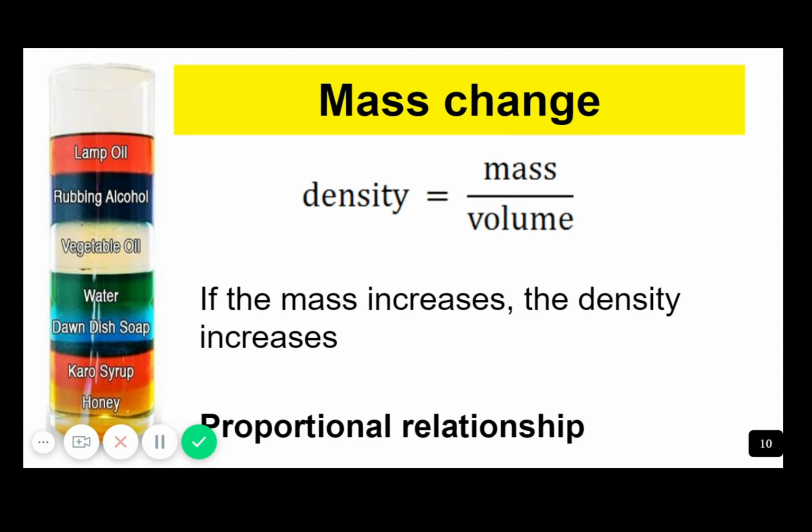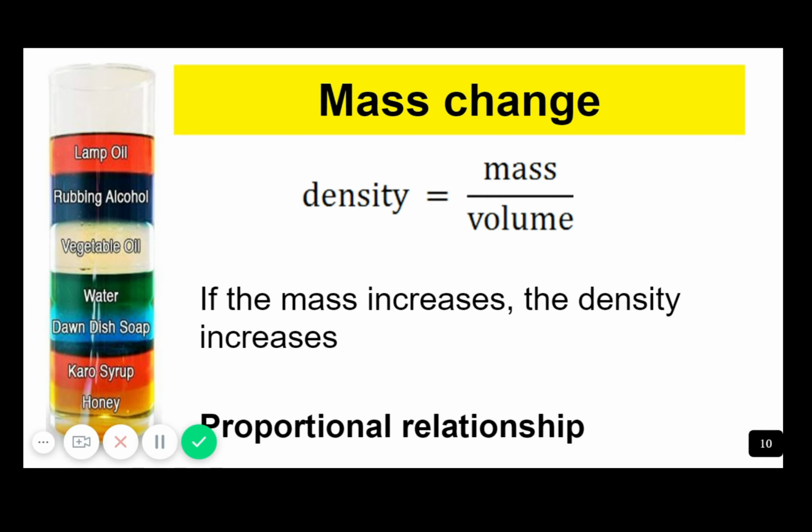Okay, this is something that I want to relate to you, but I will not be testing this. It's good to actually have an idea of what is meant by a proportional relationship. Now, let's look at this formula here. If the mass goes up, you notice that the mass is sitting at the same level as density. So there is a proportional relationship.